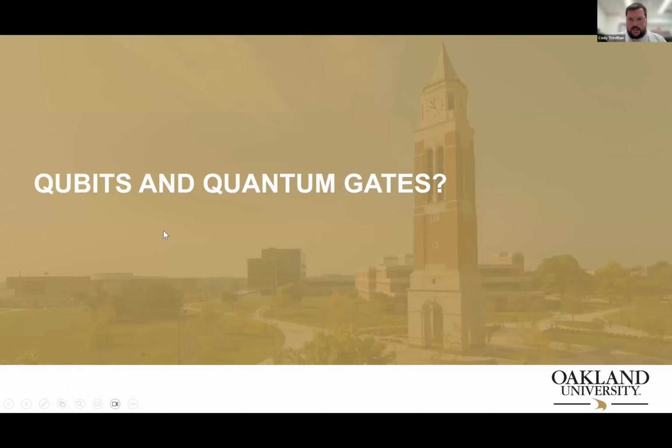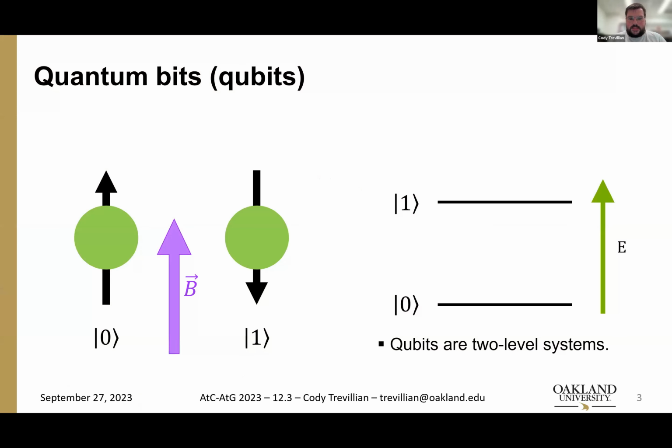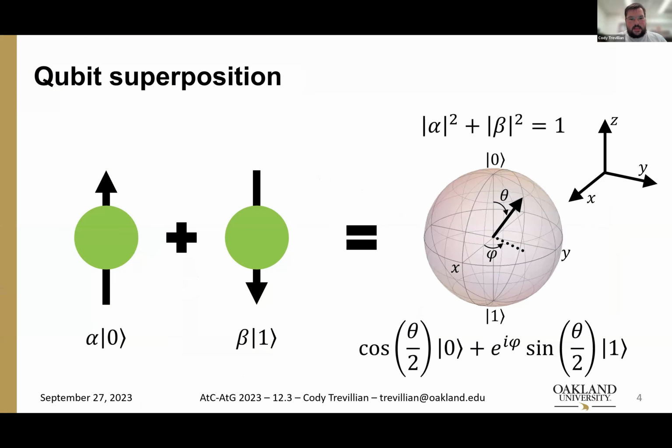Before we get into that, we should all be on the same page of what a quantum gate is and what qubits are. Qubits are two-level systems. Any two-level system can form a qubit. In these systems, we can put our qubits in a superposition, which is what makes them a little bit better than bits. We can have any linear combination of the two states, 0 and 1.